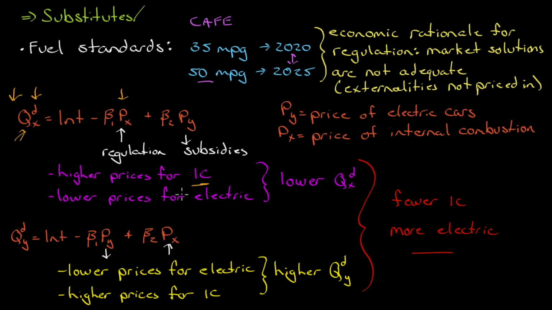Higher prices for internal combustion, lower prices for electric, leads to lower quantity demanded of internal combustion engines. What we can do is take our particular formula that we had for the quantity demanded of internal combustion engines and look at the quantity demanded for electric cars. And it prices out this way. Notice that we simply change the location of where our variables are. So if we look at it this way, what we're going to get is lower prices for electric, which is what we set up here, and higher prices for internal combustion, which is what we set up here, higher quantity demanded of electric. So take the two. You'll get lower quantity demanded for internal combustion, higher quantity demanded for electric.